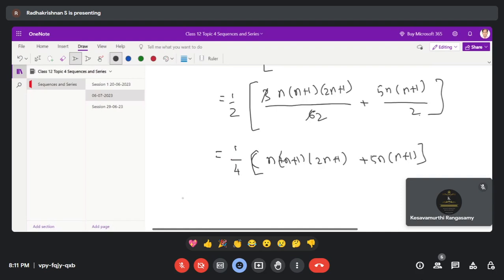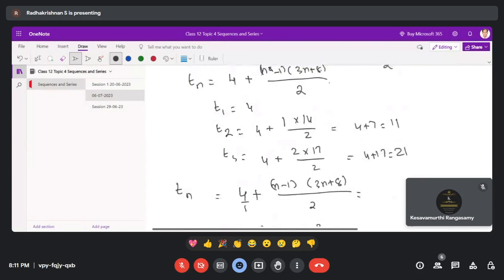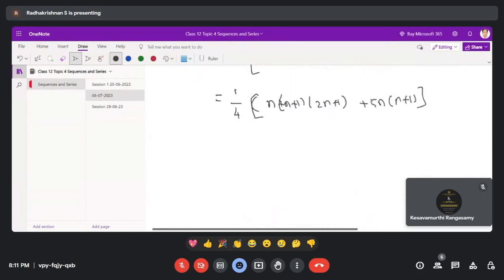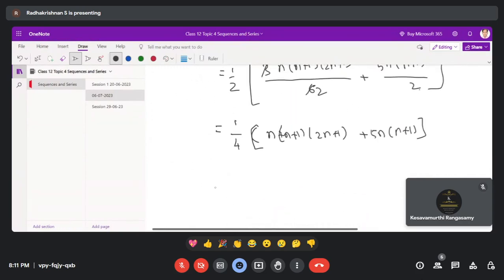what terms do we need? They are asking only for S29 and S9, right? So we can simply substitute 29 and 9. There's no need for further simplification. So S29 will be 1 by 4 into 29 into 30 into 59 plus 5 into 29 into 30.